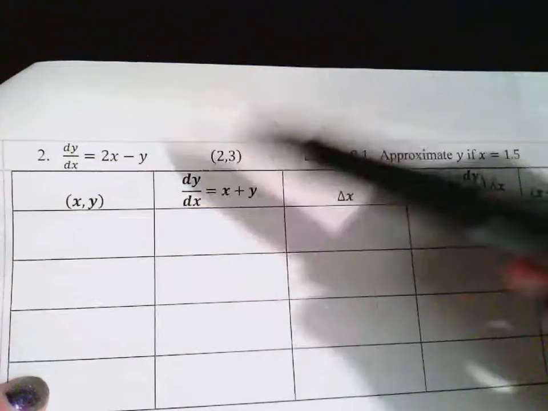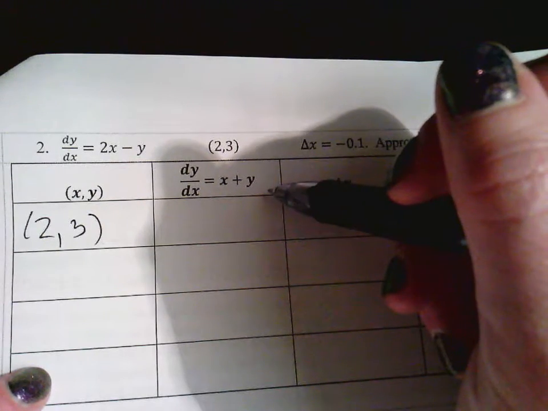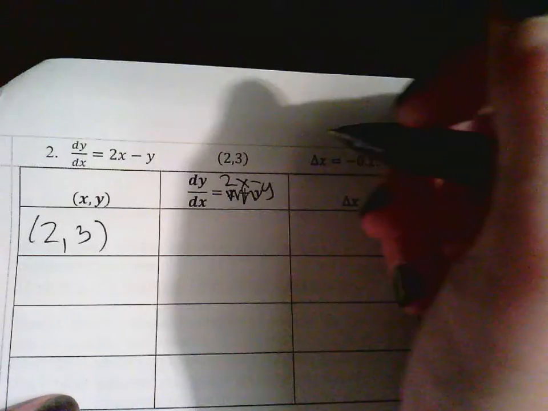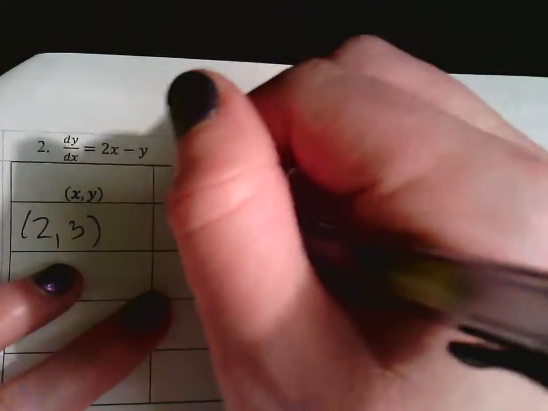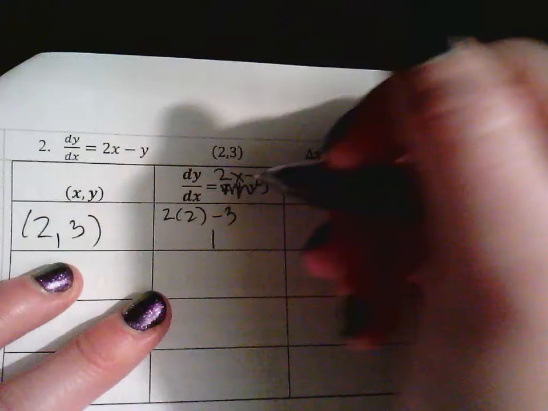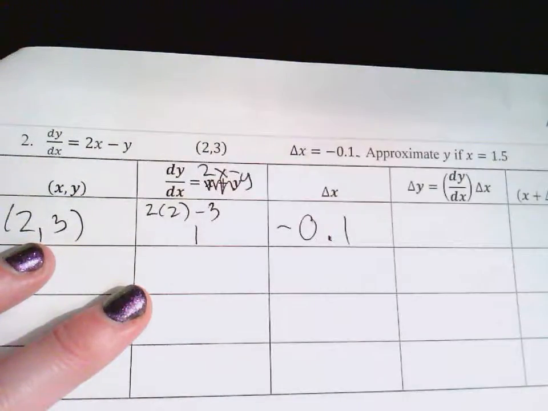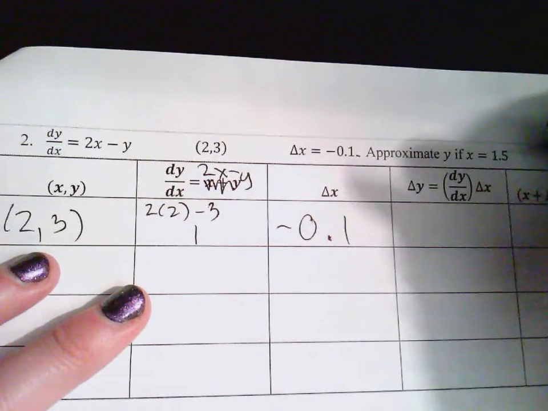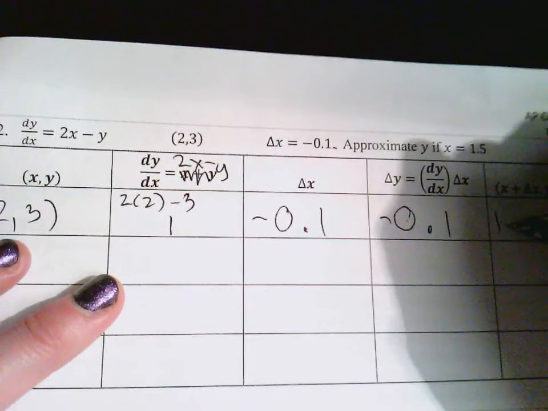x, y, 2, 3. dy over dx is, that's supposed to be 2x minus y. 2x minus y. That's going to be 2 times 2 minus 3, which is 1. Your change in x is negative 0.1. And change in y is going to be dy over dx, so 1 times change in x. This is negative 0.1. x plus change in x is 1.9.